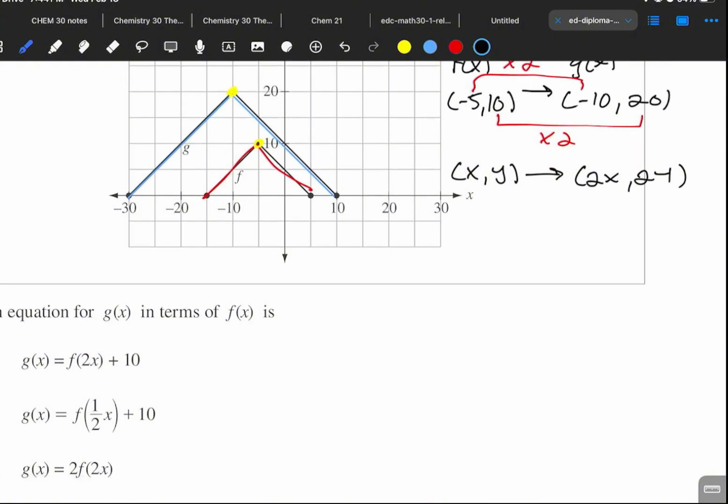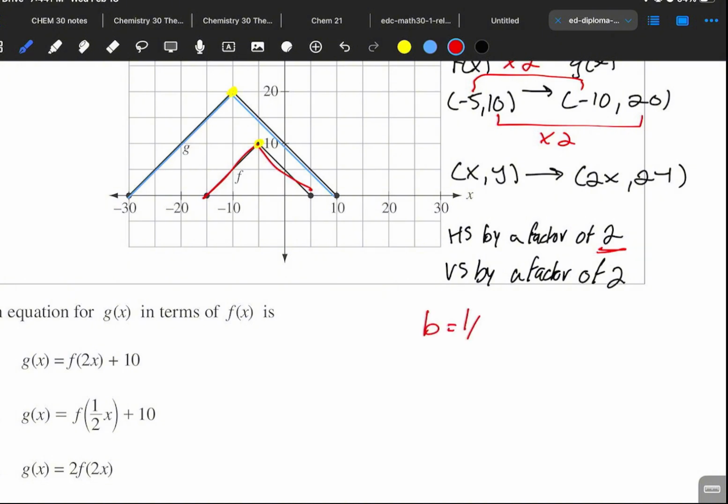Now that we have our mapping, I'd write out my description. So I'd say there's a horizontal stretch by a factor of 2, and a vertical stretch by a factor of 2. Remember, a horizontal stretch is going to be by 1/b. So we're saying that 1 over b is equal to 2. If 1 over b is equal to 2, then our original b value would be 1/2.